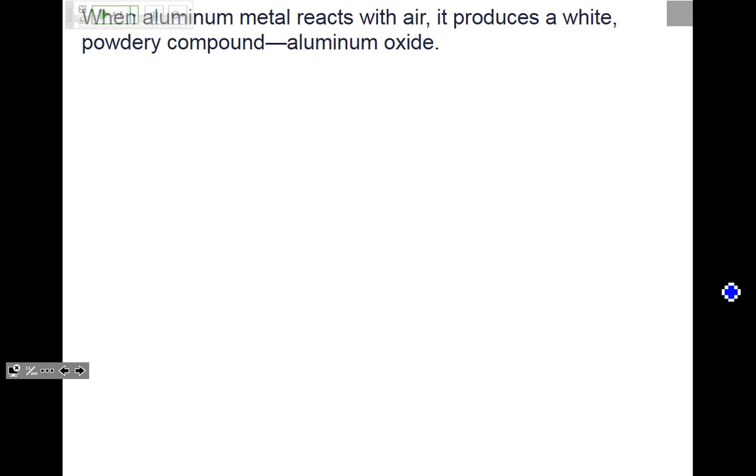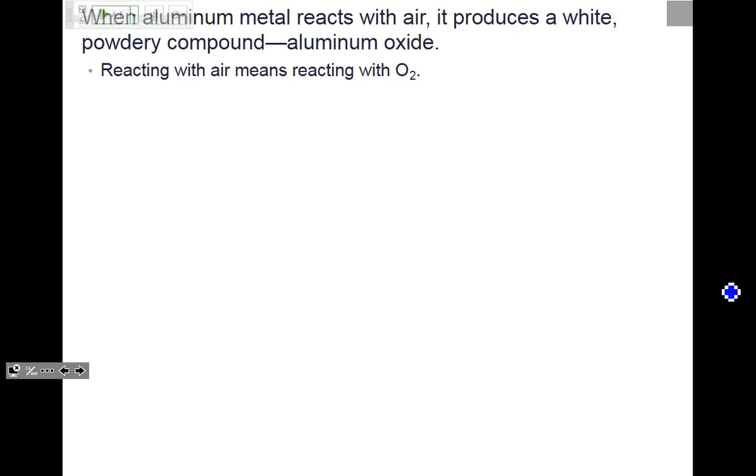Okay, so here, this is saying aluminum is reacting with air, produces a white powdery compound, aluminum oxide. Air has a lot of things in it, but aluminum oxide, you know what that has in it. You know how to draw aluminum oxide. So you should be able to draw that final product. So our first step is going to be to write our equation.